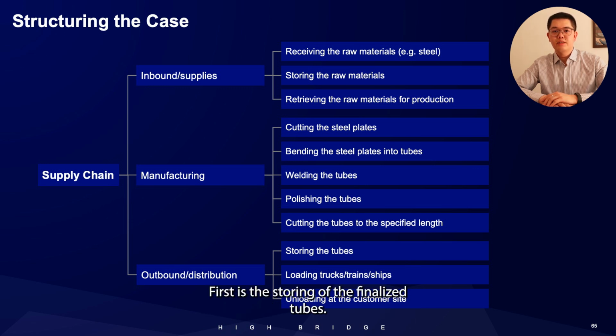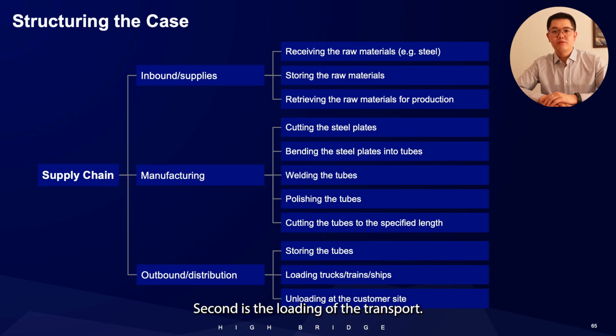First is the storing of the finalized tubes. Second is the loading of the transport. And third would be unloading at the customer site.